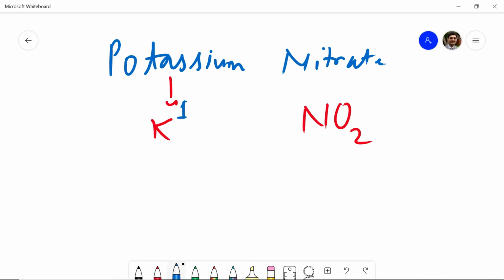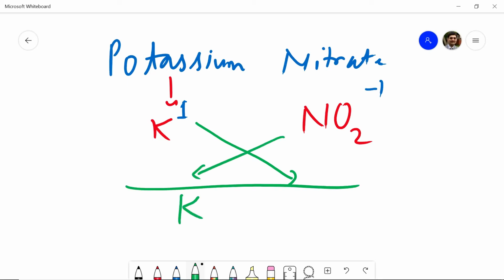And nitrate is a compound ion and its charge, or its valency, is -1. So we just forget minus or plus, we just say 1, and then we crisscross these valencies. So both are 1 and 1. So KNO3. That is the formula of potassium nitrate.